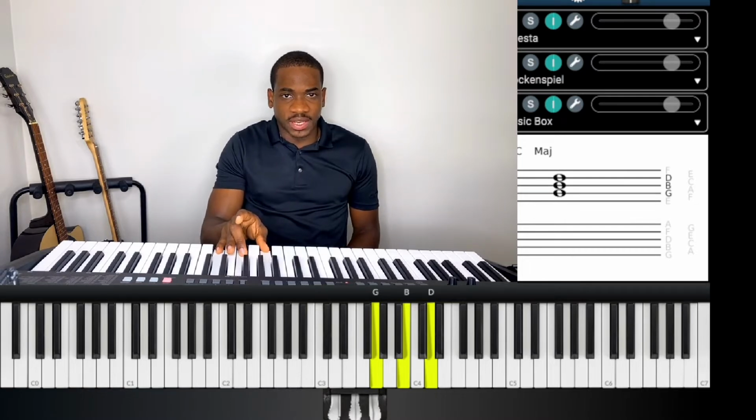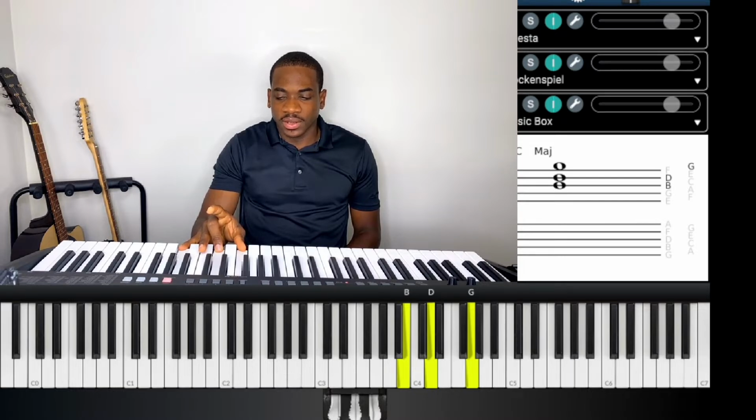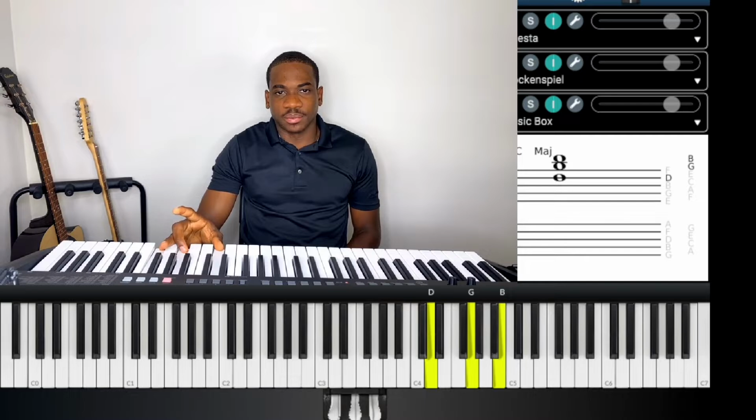Play this 50 times. For the first inversion, that's ti re sol. First inversion, look at it. Ti re sol. Play this 50 times. Second inversion, re sol ti. This is it. Re sol ti. Play this 50 times as well.